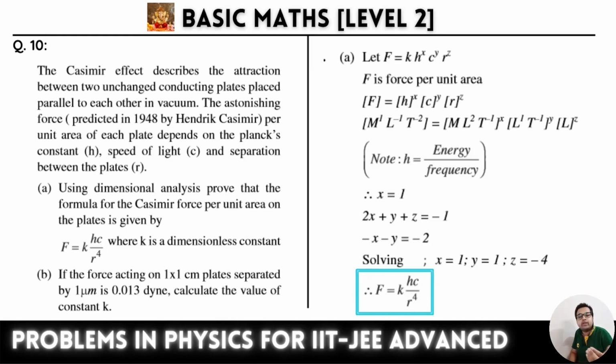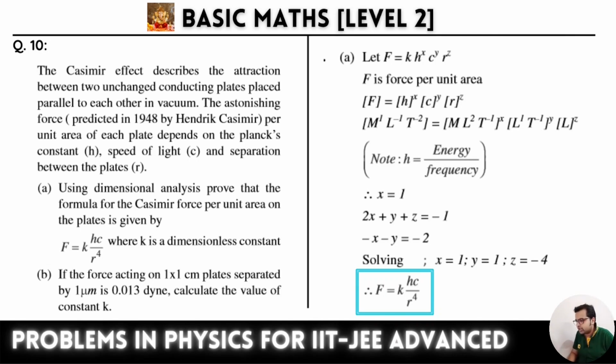So dimension will be a bit different. What is force? Force is mass into acceleration, so that is M L T minus 2, upon area. What is area? L square. So the dimension of LHS will be M L minus 1 T minus 2. And on the RHS, the dimension of H, Planck's constant, is M L square T minus 1. How? Because Planck's constant is energy upon frequency. So you can very easily calculate Planck's constant dimension.